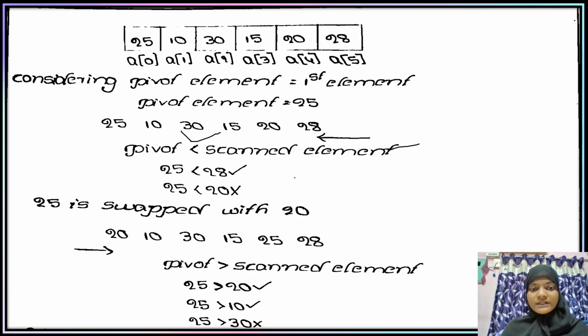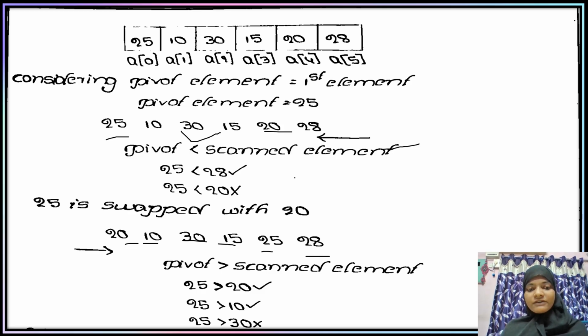25 is greater than 28. 25 is greater than 20. As the statement is false, this 25 would swap with the 20 element. So 25 is swapped with 20. After swapping, the array would be like this: 20, 10, 30, 15, 25 and 28. Now we are comparing from the left side.